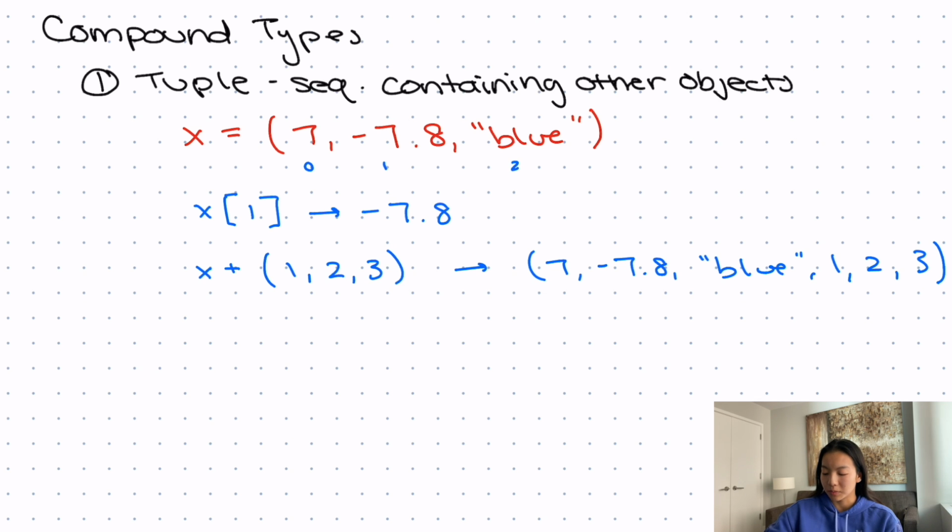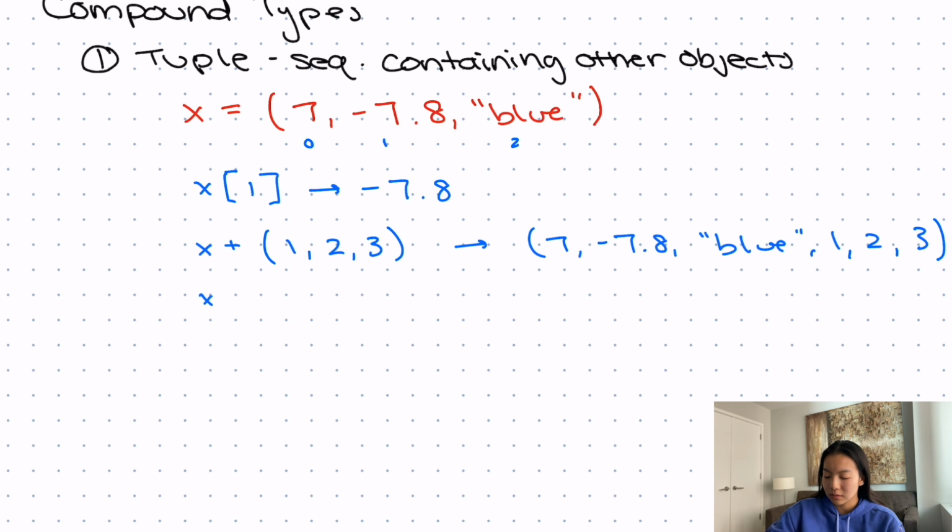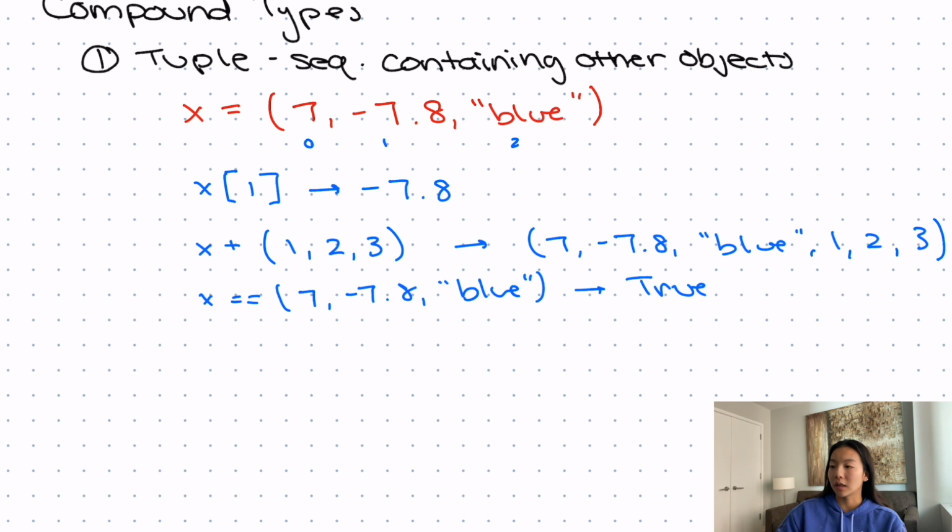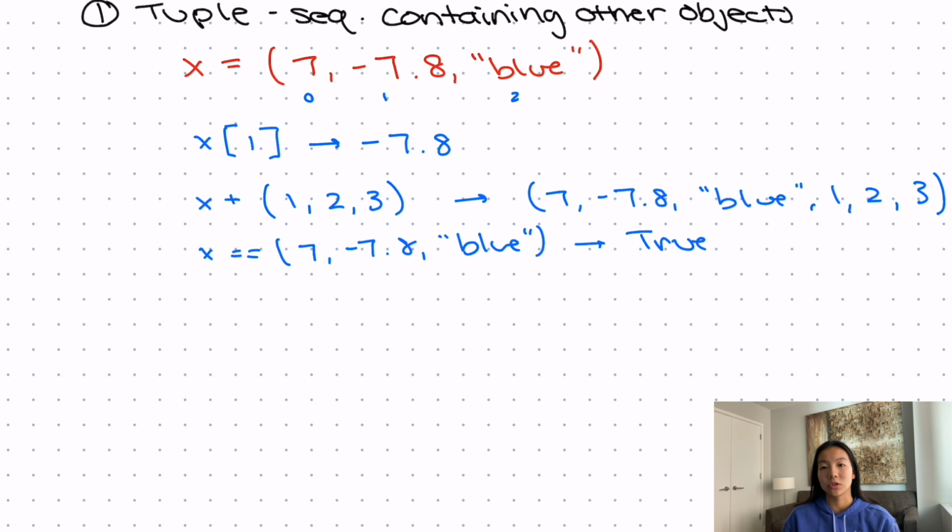We can compare tuples. So does x double equal sign 7, negative 7.8, blue? And this would be true. And we can also loop over these elements, just like how we saw in the sequence.